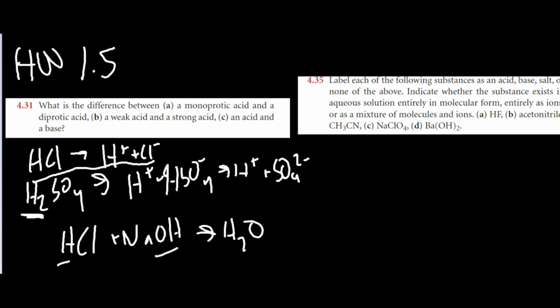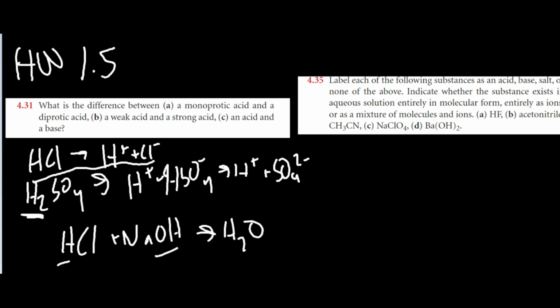Acetonitrile. Acetonitrile is none of the above. It's entirely molecules, because it's not an acid, a base, or a salt. It's a covalent compound. NaClO4. So this is a salt. Salts always ionize. Well, not always, but mostly, like if it's a soluble salt. If it's an insoluble salt, it won't ionize. But since it is soluble, we will consider it a salt that is entirely ions.